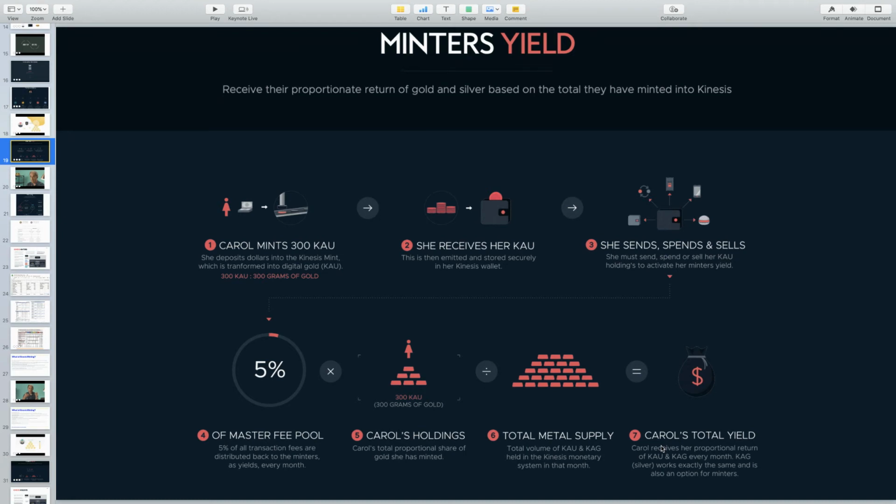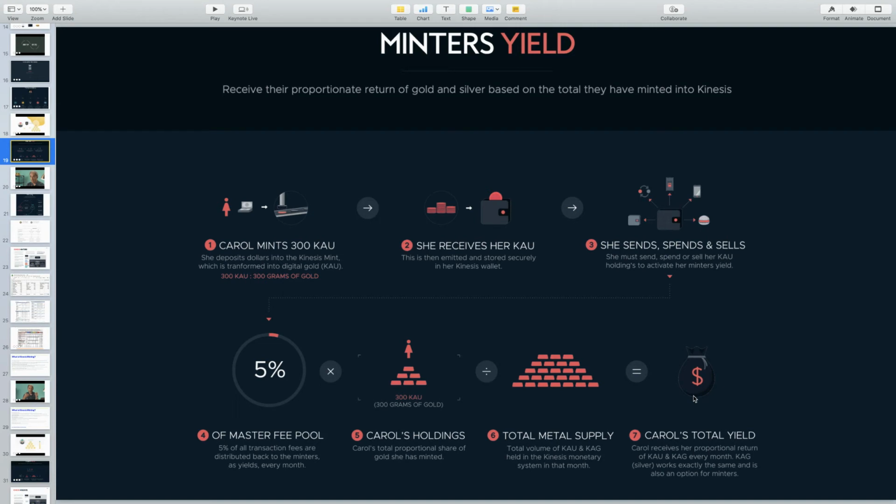Anyways, when you watch the video, it'll make sense to you. Basically, if you participate between now and December 30th, that 5% is then 15%. And after that, it's basically back to 5%. Even 5% is still better than nothing. So 5% times the number of KAU divided by the total supply of the metals circulating in the ecosystem equals her share annually, paid out monthly.